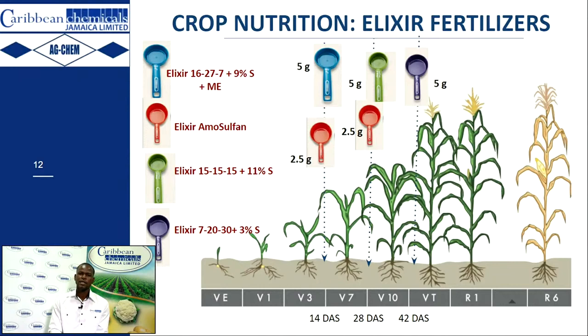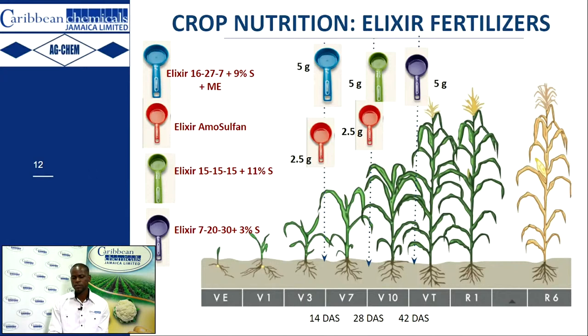So what that means is that in each grain that you pick up, you are getting that same ratio of fertilizer in the mixture. Right, so you're delivering adequate nutrients to the plant with the application of your fertilizer. All right, and with this, same as the Abadam, 5 gram of the 16-27-7, and then 2.5 gram of your amosulfan. All right, and that's at 14 days.